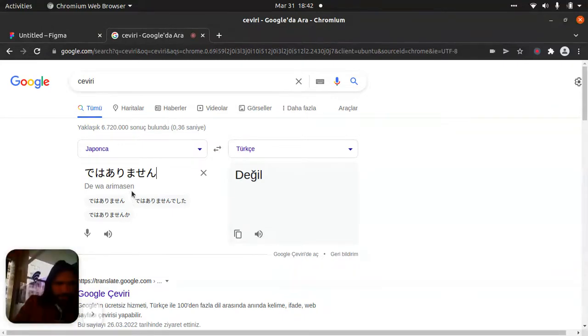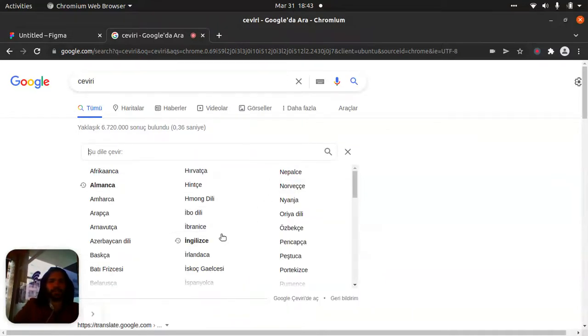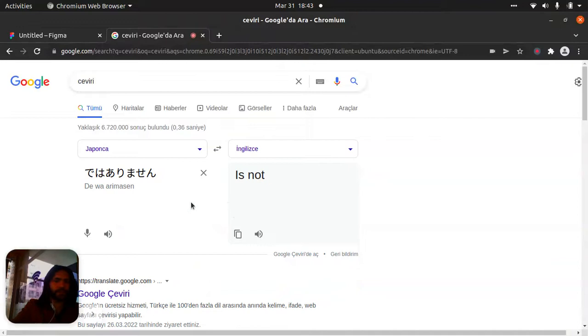Dewa arimasen. Really very crazy. Dewa arimasen. Oh, let's check it in English. It's not. Dewa arimasen. This point. De, it's here. They will be here, I think. Then arimasen will be there. This point. Wa will be again there.